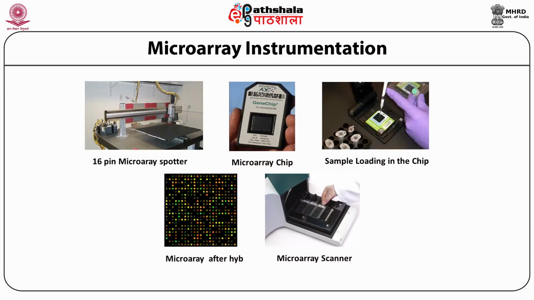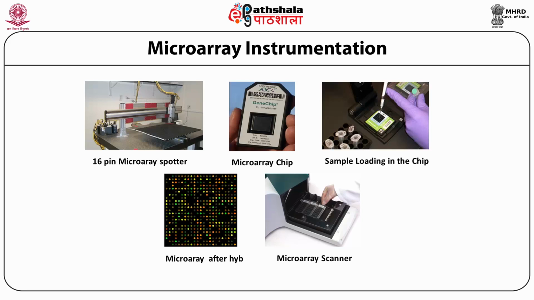Now this is the instrumentation portion of doing a microarray experiment. The first one shows you a 16-pin microarray spotter. That's a very sophisticated instrument that literally prints, using printing technology, those probes on particular slides, and the probes are the ones that hybridize with our RNA transcripts from the samples and give us a particular color, which we are going to see in a little while. The next one shows you a gene chip, the actual gene chip from Affymetrix. You can see how small and compact it is, and still within that chip you can integrate hundreds and thousands of gene expression profiles.